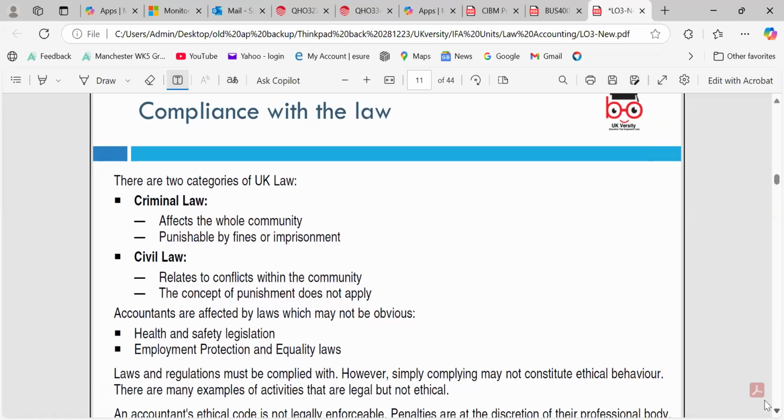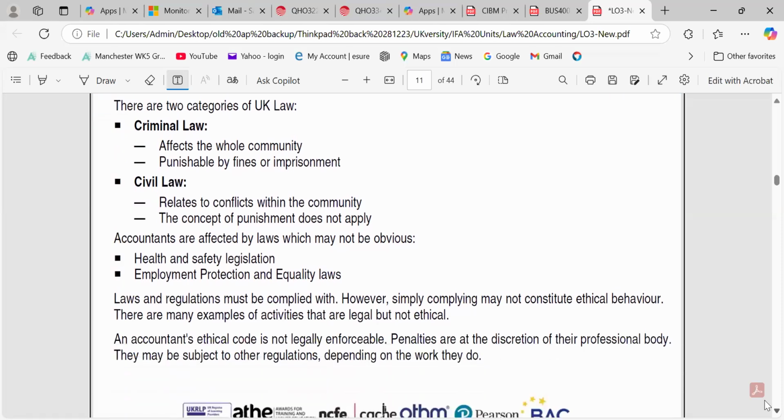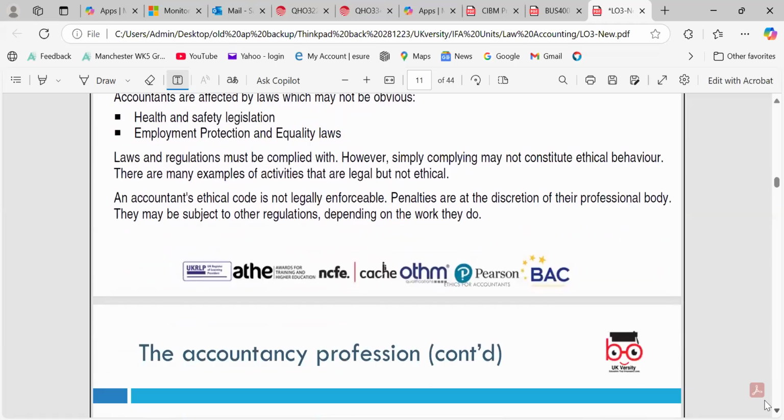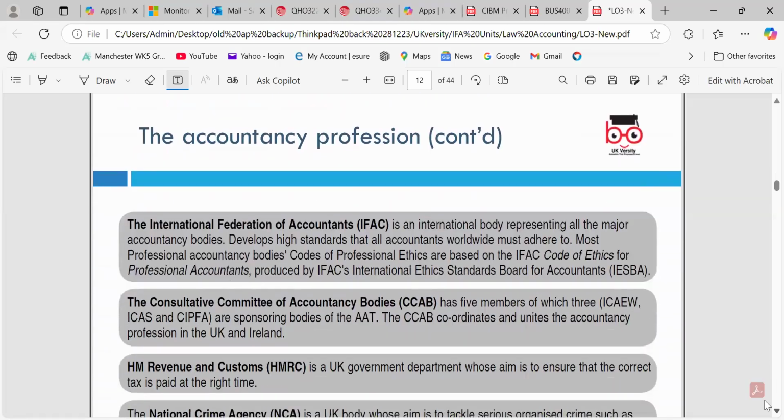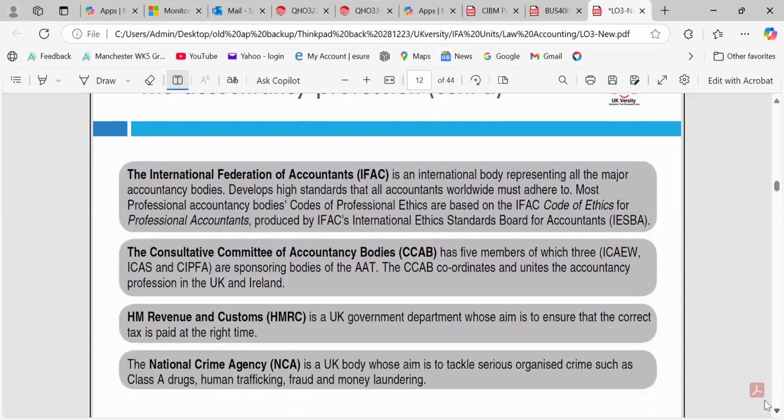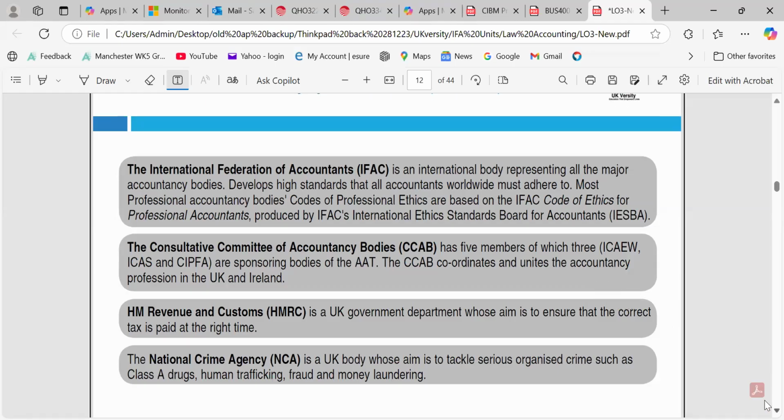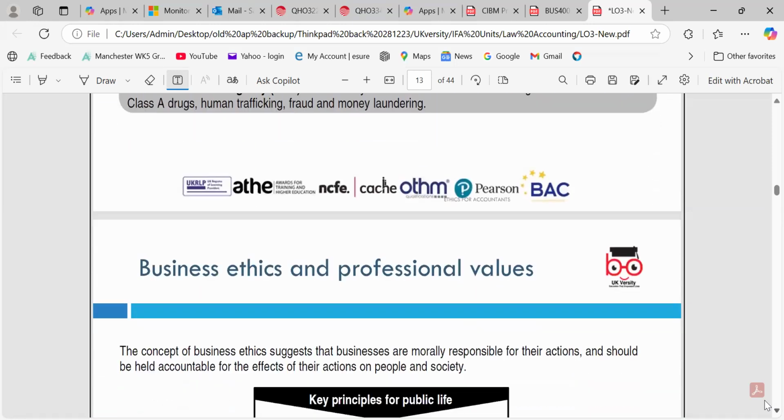So criminal laws, as we discussed, lead to imprisonment. Civil laws bring penalties and damages, like if you don't fulfill your duty as an accountant. We need to be well aware of both the civil and the criminal matters, because that leads to the International Federation of Accountants. They carry on setting the International Ethics Standards Board, and then we have consultative accounting bodies, and we need to look at their legislation. HMRC, National Crime Agency, we can report money laundering and things as well. So that is what we need to be well aware of.